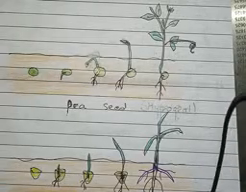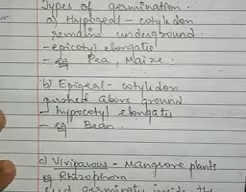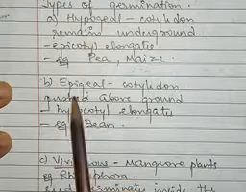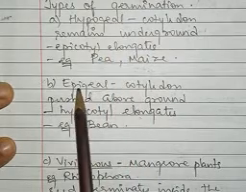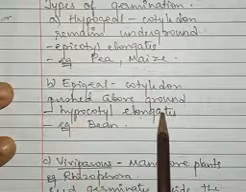So we were studying the germination of seeds, and we observed that there are two types of germination: the hypogeal germination and the epigeal germination. In hypogeal germination, the cotyledon remains under the ground and the epicotyl elongates, whereas in epigeal germination, the cotyledon is pushed above the ground and the hypocotyl elongates. These things we have already studied in the previous video.